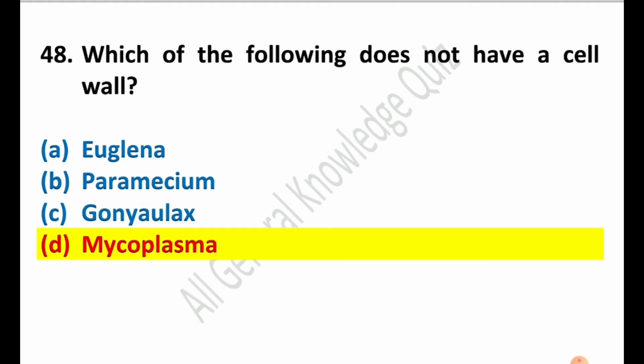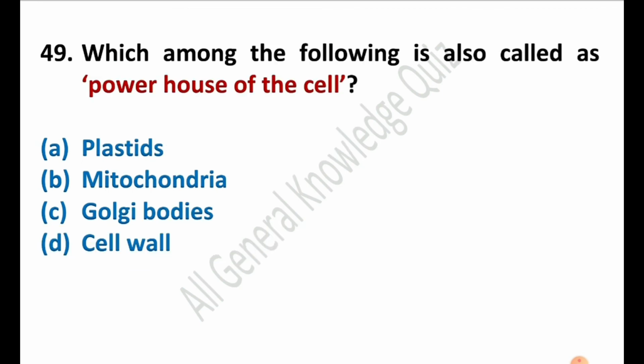The answer is option D, mycoplasma. Mycoplasma does not have a cell wall. Question number 49. Which among the following is also called the powerhouse of the cell? Option A, plastids. Option B, mitochondria. Option C, Golgi bodies. Option D, cell wall.